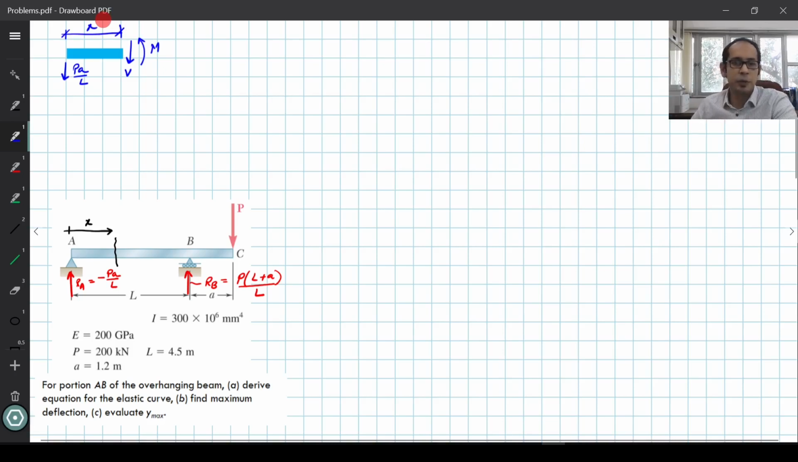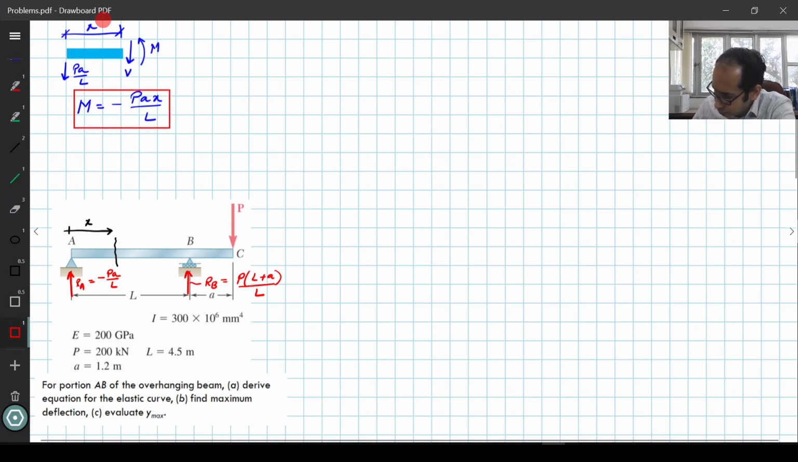So this is the free body diagram of the beam. I'm going to write the expression for the moment now. So now that I have an expression for the moment, I know my basic relationship, that is EI d²y/dx² equals M of x.